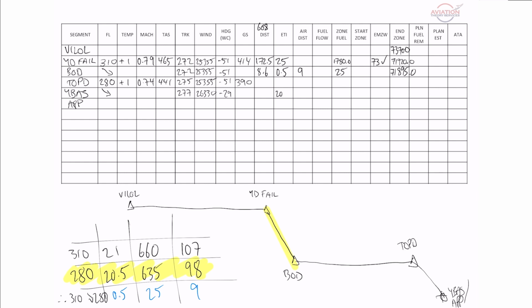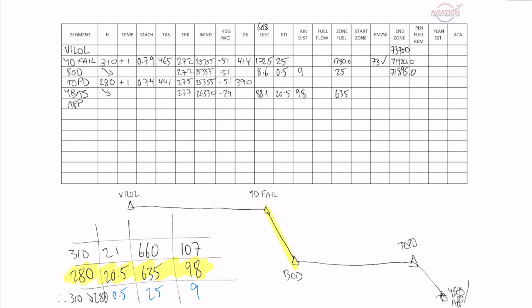That's 20.5 minutes, 635 kilos, and 98 air nautical miles, and I'll go ahead and work out the ground nautical miles. It should kind of just be an automatic thing. Whenever you work out an air distance, you straight away work out a ground distance, and that's 88.1 miles.